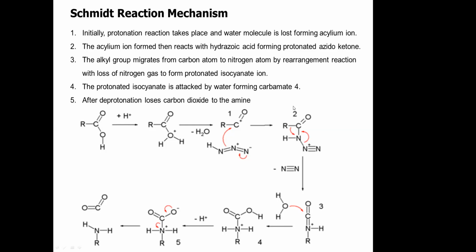So these are the steps involved in your Schmidt reaction. First step is protonation of your acid to form an acylium ion. This reacts with hydrazoic acid where the terminal nitrogen attacks the acylium ion. This is followed by formation of an azidoketone. Why is it called azidoketone? Ketone which is attached to your azide, that is N3. It gives you a protonated azidoketone.